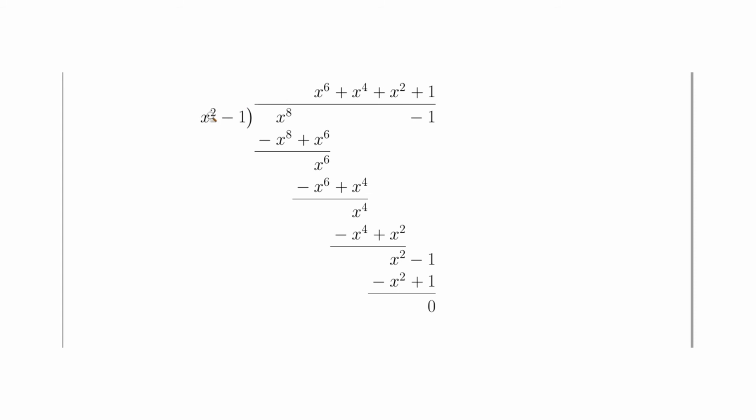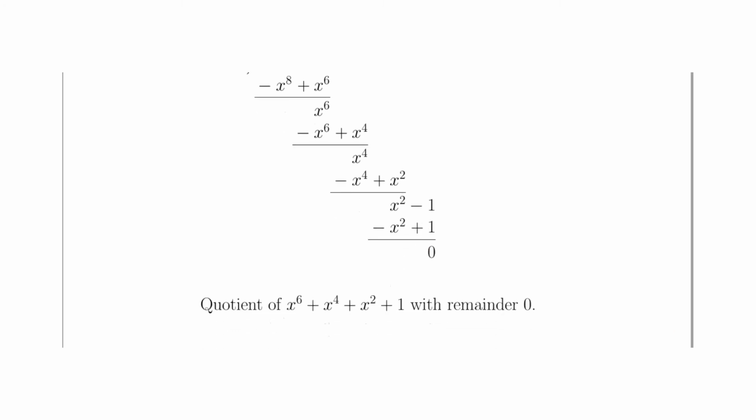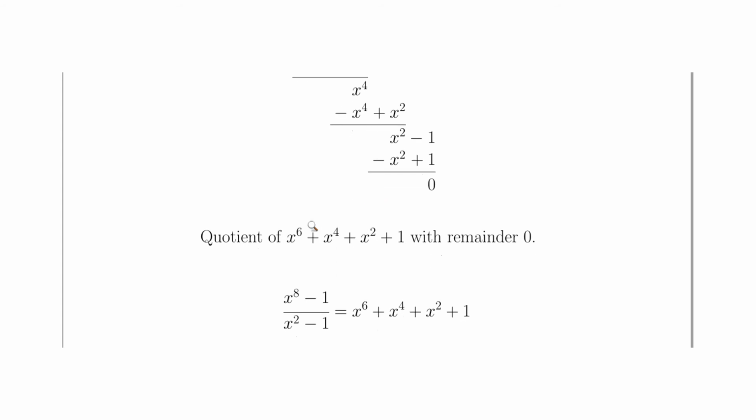So the plus 1 times x squared minus 1 is just x squared minus 1, but with the flipped sign of minus x squared plus 1. And then we go through the sum. So x squared minus x squared is 0. Minus 1 plus 1 is 0. So we've got no remainder in this one. So therefore, the quotient of x to the 6 plus x to the 4 plus x squared plus 1 with remainder 0 is our answer.